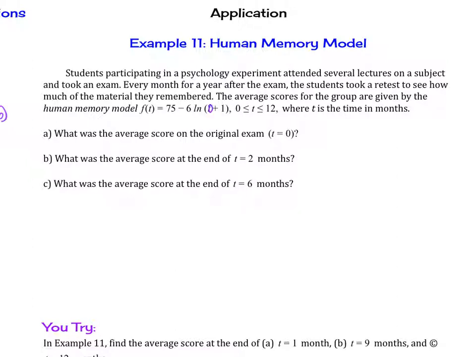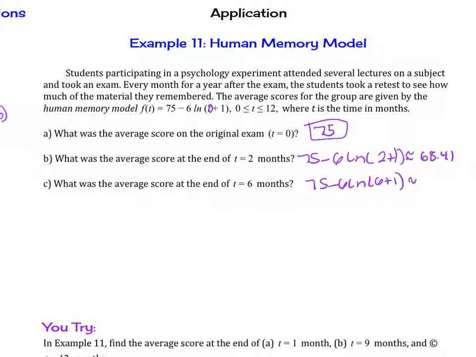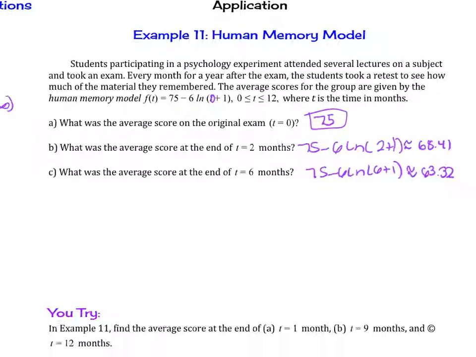T is 0, so you're going to do 75 minus 6 natural log of 1. So plug that in. And you know that natural log of 1 is 0, so the answer is 75. Letter B, what was the average score at the end of 2 months? If you plug it into your calculator, you can retype this in, or you can just change that value. So when you plug that in, you will get approximately 68.41%. Then the average score at the end of t equals 6 months, so 75 minus 6 natural log of 6 plus 1, you will get approximately 63.32. Okay, so just practice plugging it into the calculator.